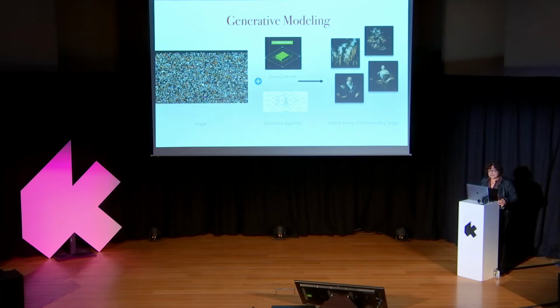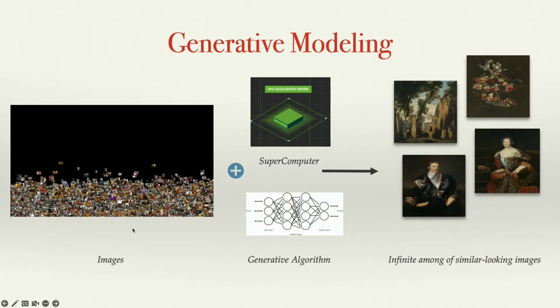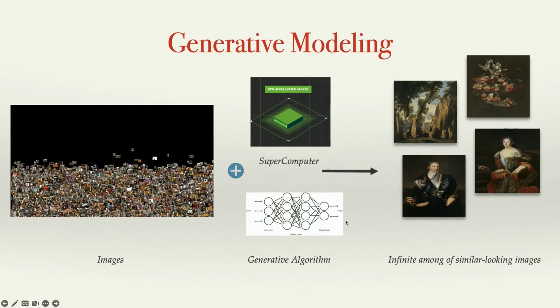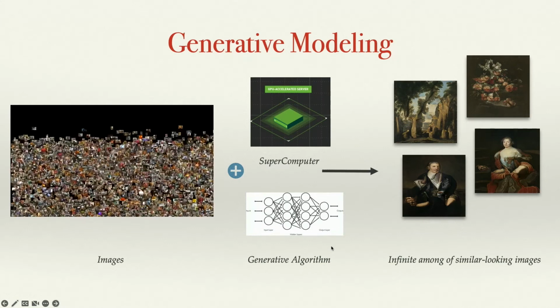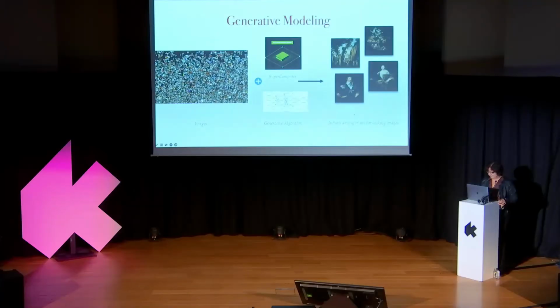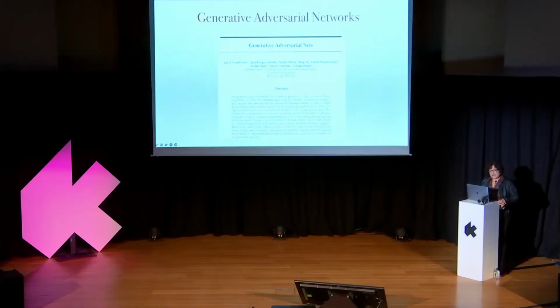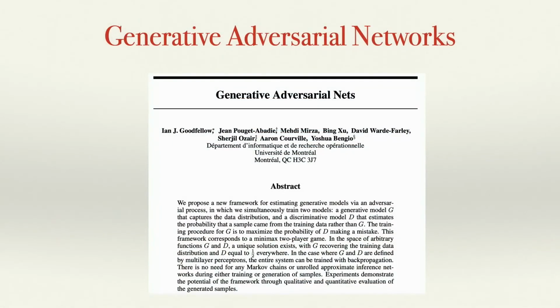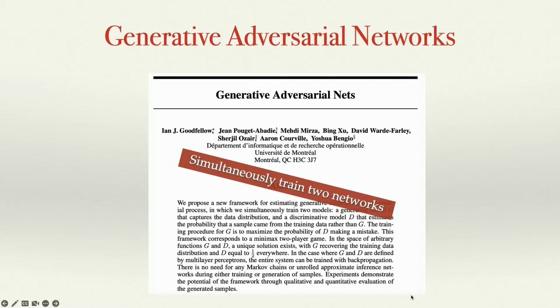The problem is called generative modeling, and you need a good bunch of images, a high-performance computer, and a generative algorithm which will be able to give you an infinite amount of similar-looking images. There have been lots of techniques attempting to attack this problem, but by far the most promising one is the technique called generative adversarial networks, or GANs. The main idea in this model is to simultaneously train two artificial neural networks competing against each other.